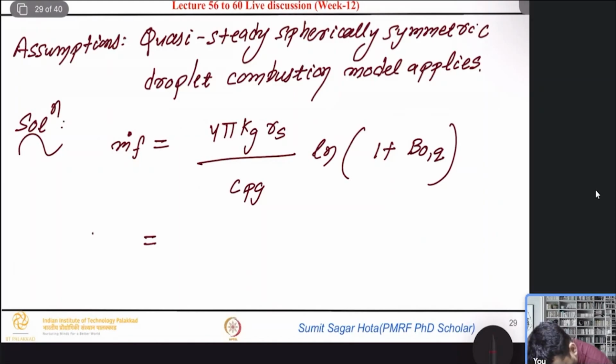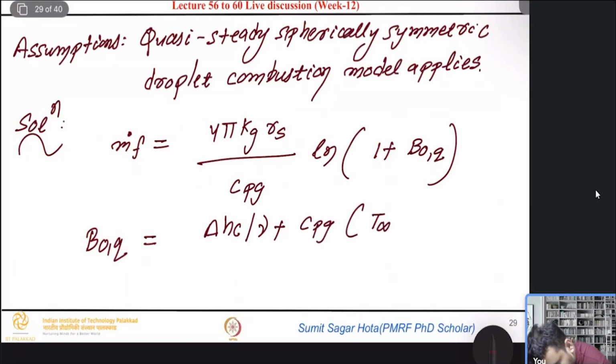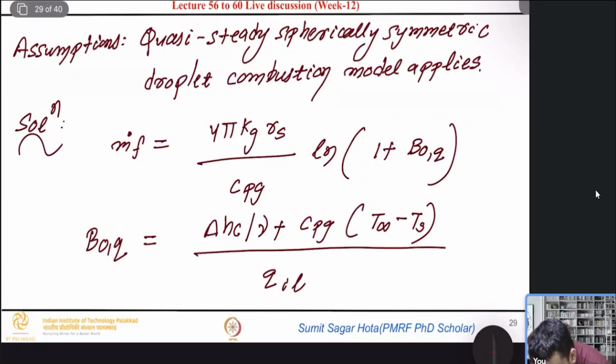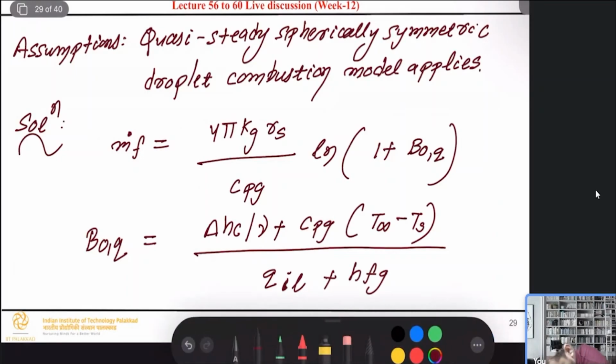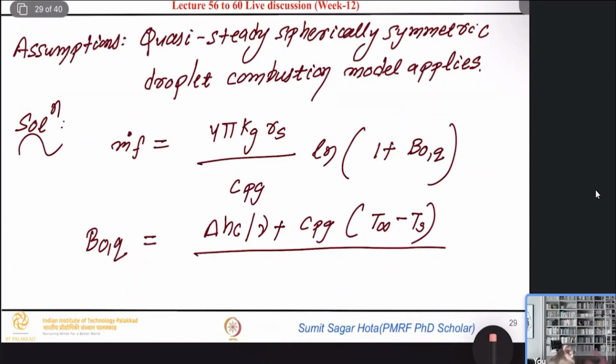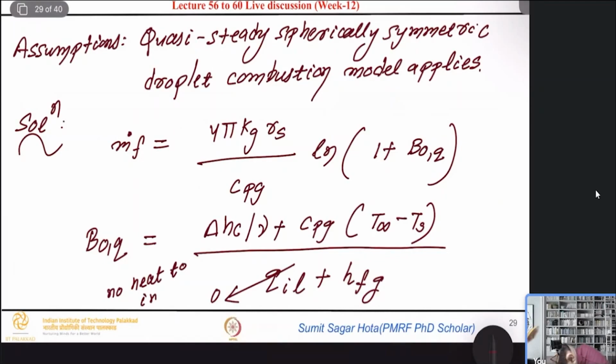Sorry, B_O,Q equals delta hc by nu plus cpg times (T infinity minus Ts) divided by (Q_IL plus hfg). Okay, Q_IL equal to 0 because there is no heat loss into the interior. Because it's not given, so we assume it as 0.